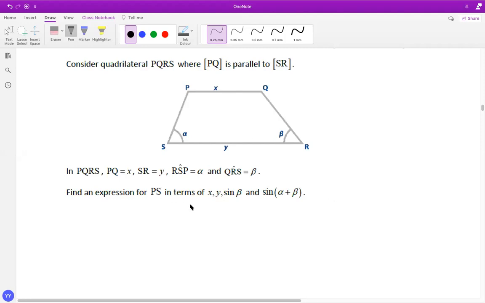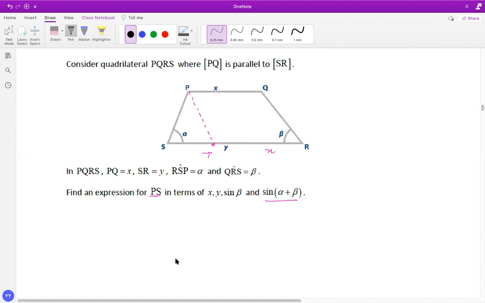So for question number 7, we have a quadrilateral PQRS, and PQ has been given as x, SR has been given as y. These are the angles, and you have to write down PS in terms of x, y, sine beta, and sine alpha plus beta. So what I do in this problem is first construct a side here. So let's say I take t, this side is t. So this length is going to be y minus x. This length is going to be, this is your x, this entire length.